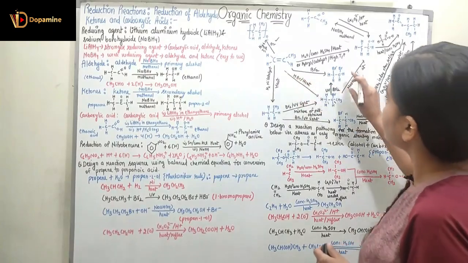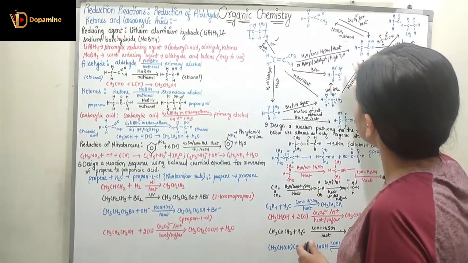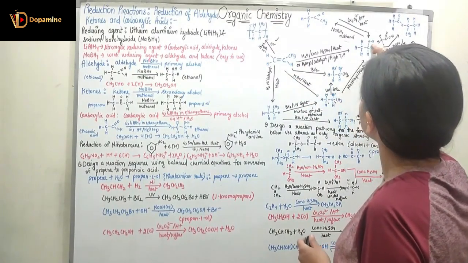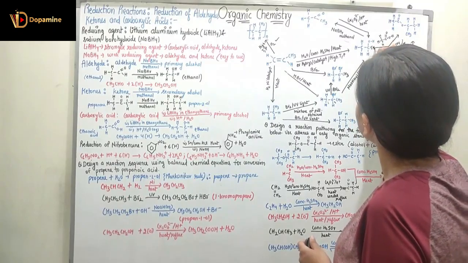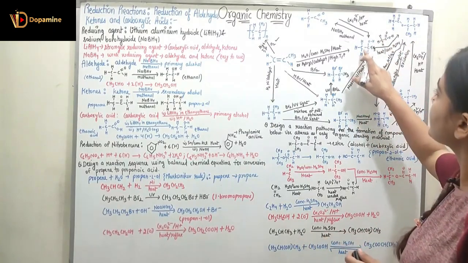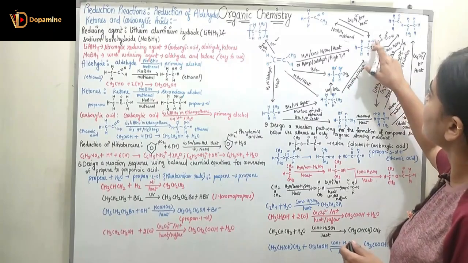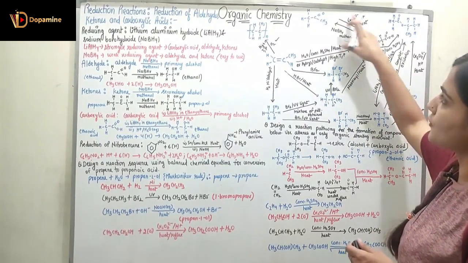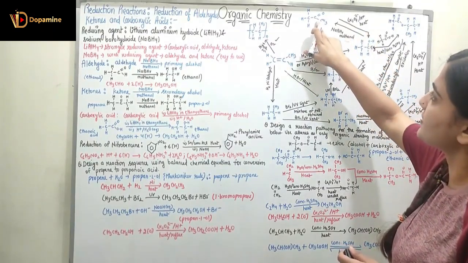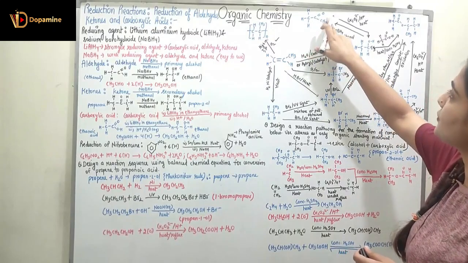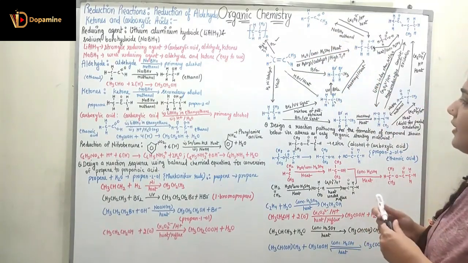So here let's correct it. Here we have the CH3. Here also we have the CH3. So carbons are not increasing. So here we have CH3, C, CH3, H, OH. In the presence of an oxidizing agent, it is going to form CH3, C, double bond O, CH3, right? So here it is oxidized, right?